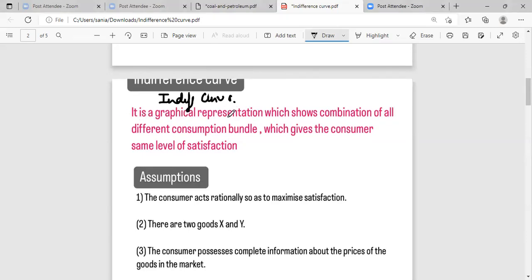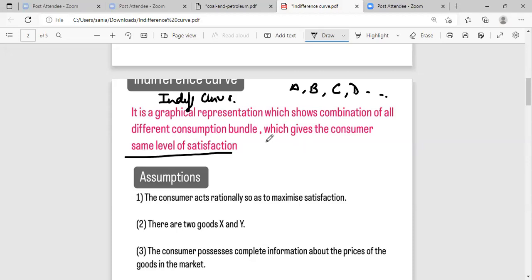It is a graphical representation which shows combination of all different consumption bundles which give the consumer same level of satisfaction. So indifference means that whether you are going to purchase A, whether you are going to purchase B, whether you are going to purchase C, D, whatever it is, you are indifferent, because all the consumption bundles are giving you same level of satisfaction, right?